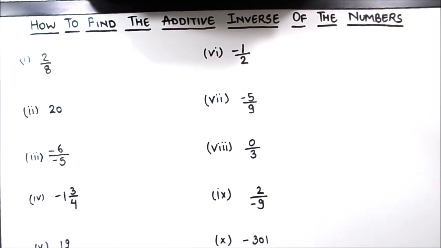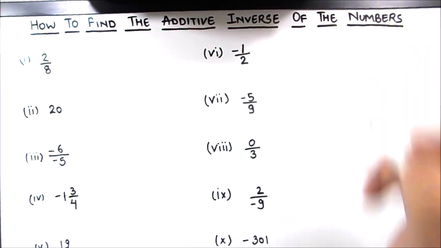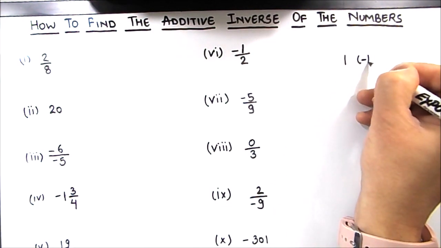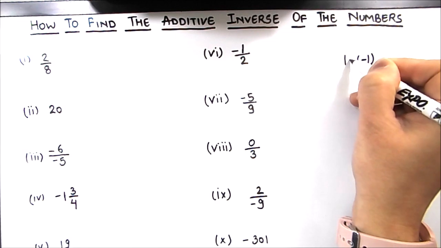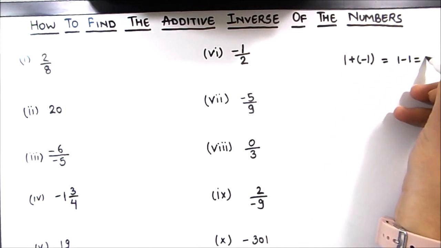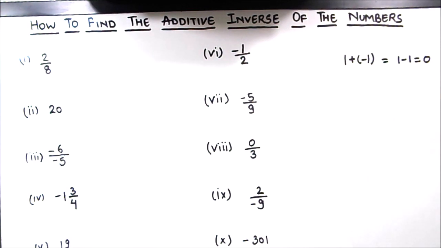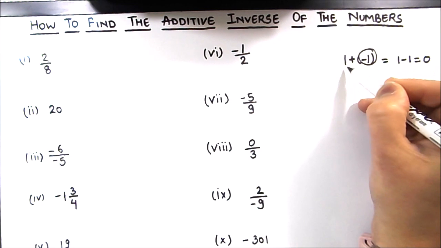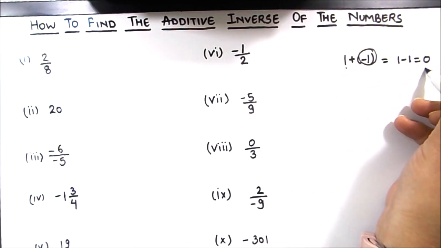So the additive inverse of a number is a number which when added to the number gives the result as 0. For example, the additive inverse of 1 will be -1, because when we add -1 to 1 we'll get the result as 1 minus 1, which is equal to 0.